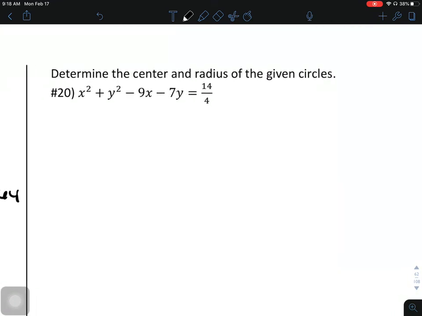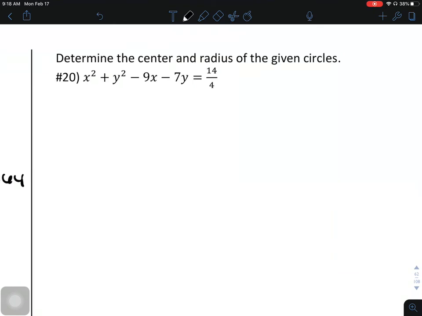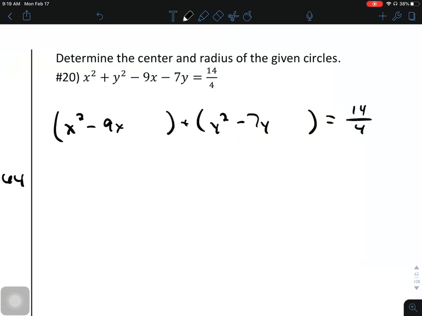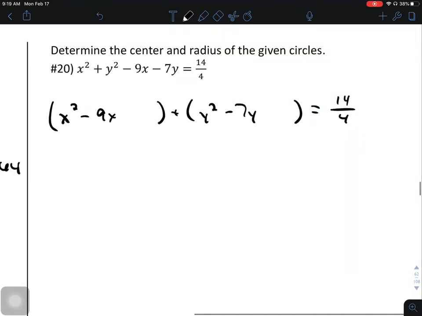20. Determine the center and radius of the given circles. Fractions in this one, which I'm sure does not make you happy. We have to complete the square twice. We put our x terms together in a trinomial, add our y terms together in a trinomial. If you're thinking I don't have a trinomial, you're right, we have to make it one.